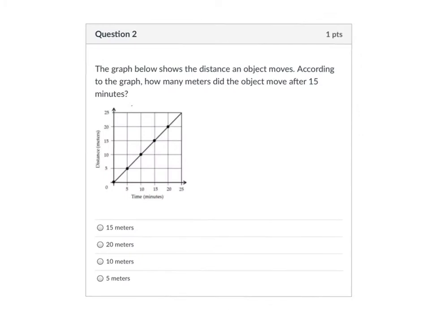The graph below shows the distance an object moves. According to the graph, how many meters did the object move after 15 minutes? So I'm going to look down here where it says time in minutes, and I'm going to go to 15. Here it is. And I need to just follow 15 up to see which distance it matches up with. And when I go over to the side where the distance is, I can see it matches with 15 meters.